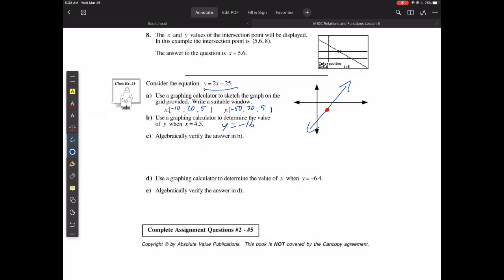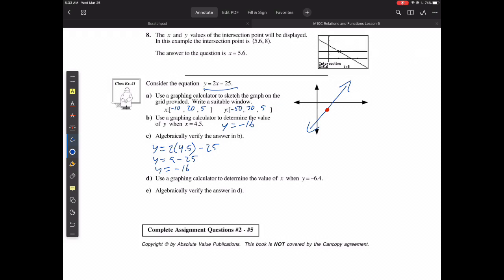If I'm algebraically verifying it, I'm going to say that y is equal to 2(4.5) minus 25, using the brackets when we replace a variable, or y is equal to 9 minus 25, y is equal to negative 16.